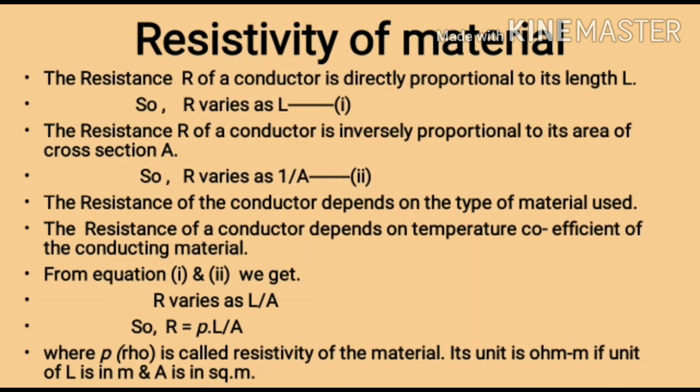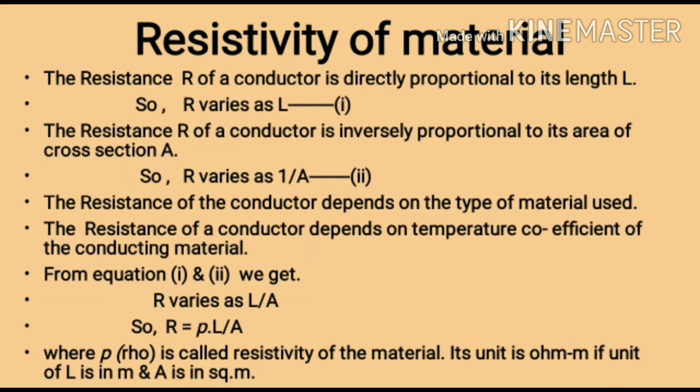The resistance R of a conductor is inversely proportional to its area of cross section A. So, R varies as 1 by A. The resistance of the conductor depends on the type of material used. The resistance of a conductor depends on temperature coefficient of the conducting material.